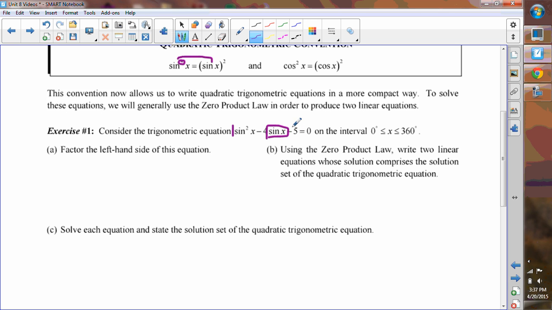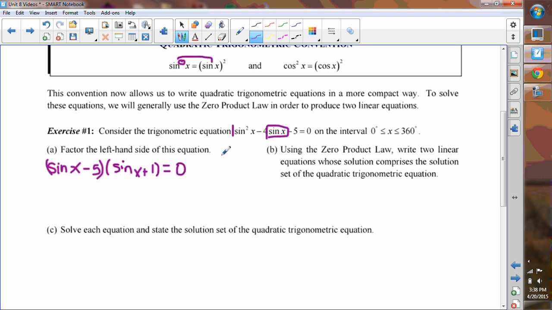So what two numbers multiply to -5 and add to -4? It's quadratic, so we're going to do sine x. So this is really 1 sine x minus 5 and sine x plus 1. And this is still an equation, so we still need to make sure we have an equal sign and it equals 0.